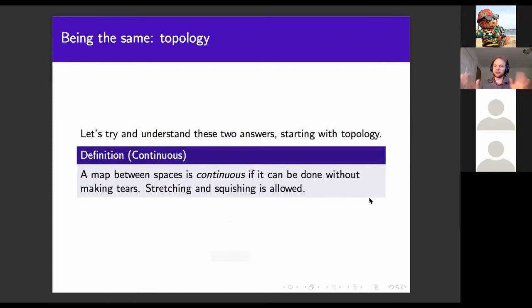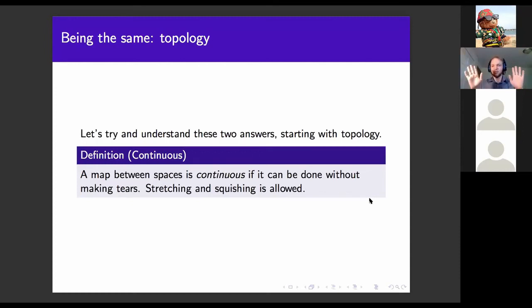Okay, so let's look at topology. And I'm going to try and explain to you why the real line is the same as 0, 1 for topologists. So we need the definition of a continuous map. Now, I've debated whether to use actual epsilons and deltas here. And given that not everyone might be a math major in the audience, I decided not to. But if you know what continuity is, put your definition here.